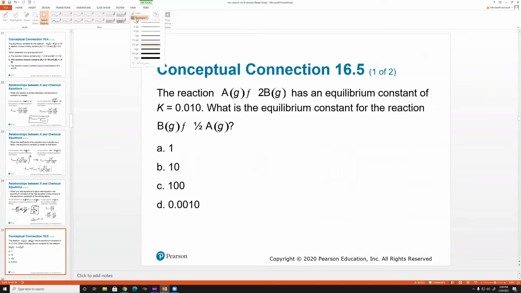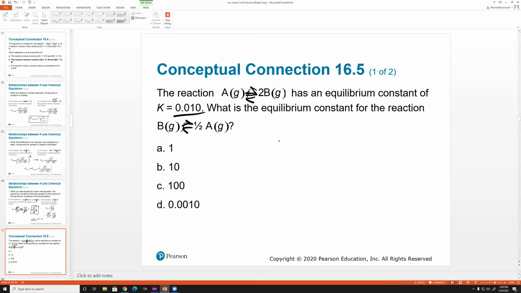So here's a good example that we can do right now. If you have this reaction with an equilibrium constant of 0.01, what is the equilibrium constant for this reaction? So A to 2B. This is B to 1/2 of A. So to get from here to here, we take the equilibrium constant, and we divide it by 2 and flip it.